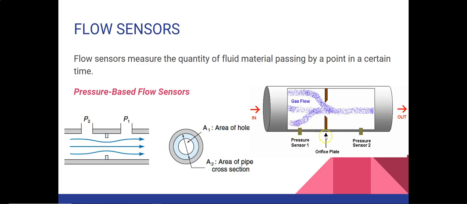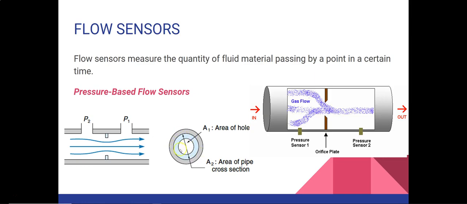Now, on the right-hand side, you see a similar picture of a pressure-based flow sensor. Here, an orifice plate is used, which is commonly used in flow sensors, and the rest of the things are the same. From here, the fluid or gas will enter, and from here, the gas or fluid will go out. These are the two pressure sensors, and the difference between them will be taken, and that will be proportional to the flow, and that flow could be of gas or liquid.